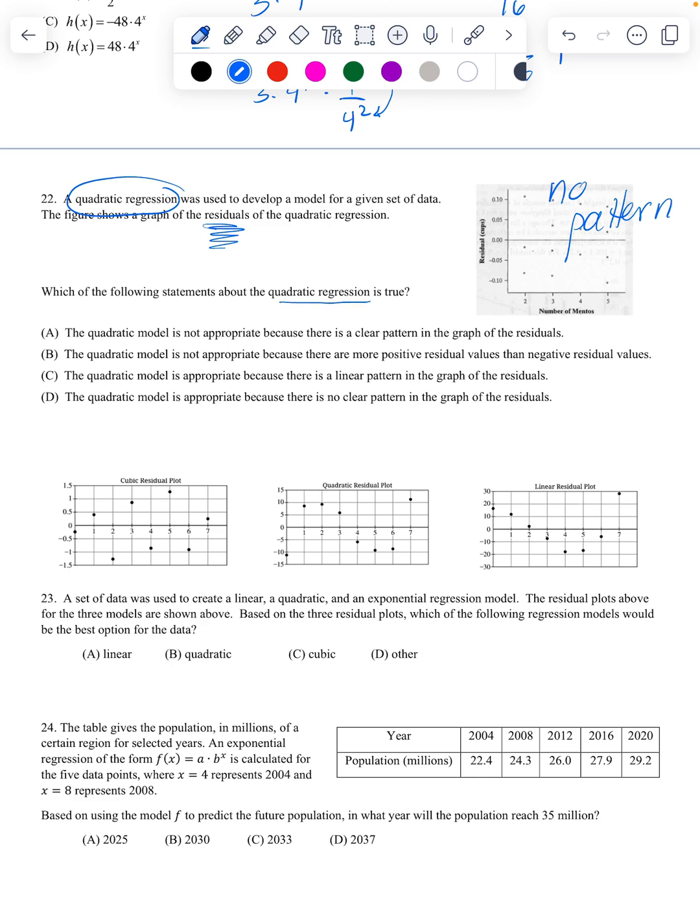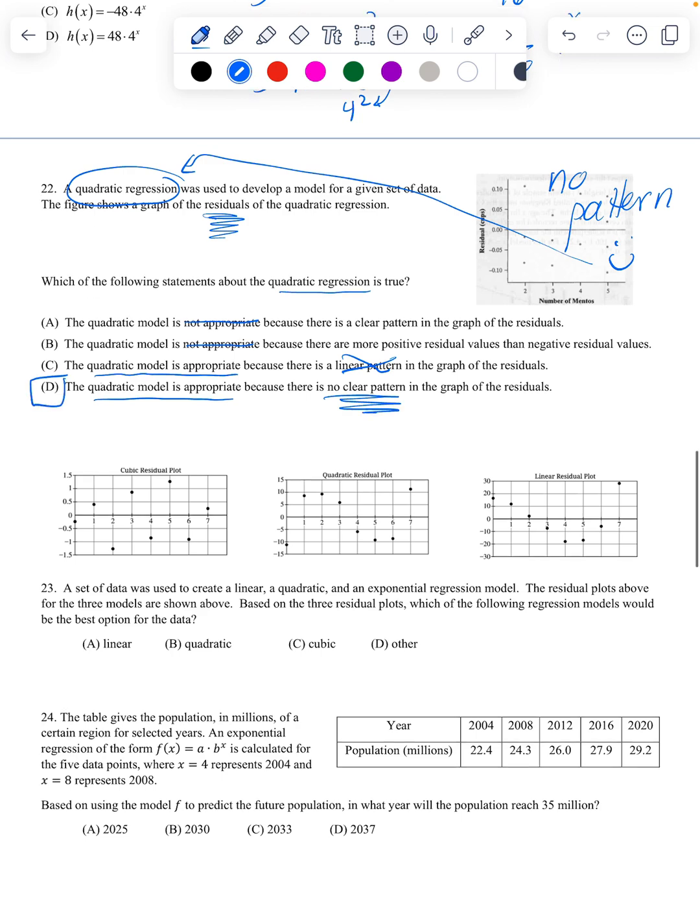The quadratic model is not appropriate. Actually, it is appropriate because that's what no pattern means. No pattern is actually good. It means that the one you chose is the proper model. So we want to make sure that we choose one of these where it says quadratic model is appropriate. Why? Because there's a linear pattern. No, there's not. The idea is that we want to have no pattern. So that is going to be D.